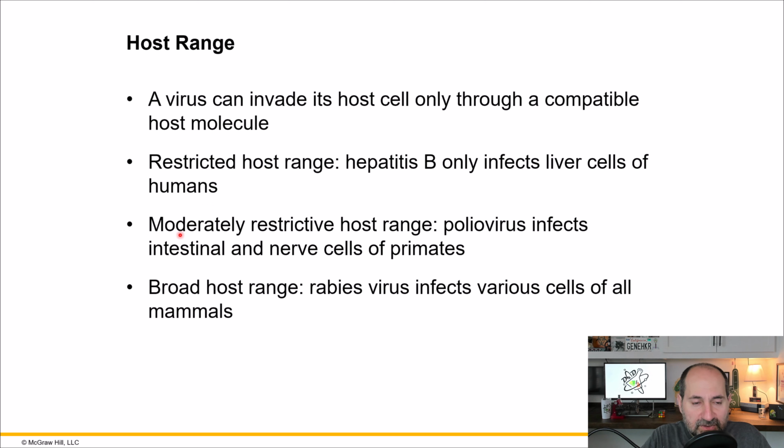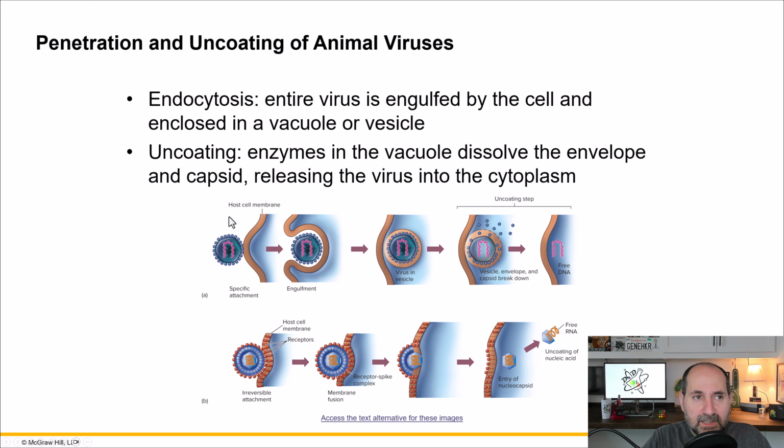Whereas other viruses are moderately restrictive, such as polio, which infects intestinal and nerve cells of primates. And then there are broad host range viruses like rabies virus, which can infect all mammals. Okay, next, penetration and uncoating. A lot of times, the penetration occurs by endocytosis. This means that the virus makes its way in by the cell membrane engulfing it.